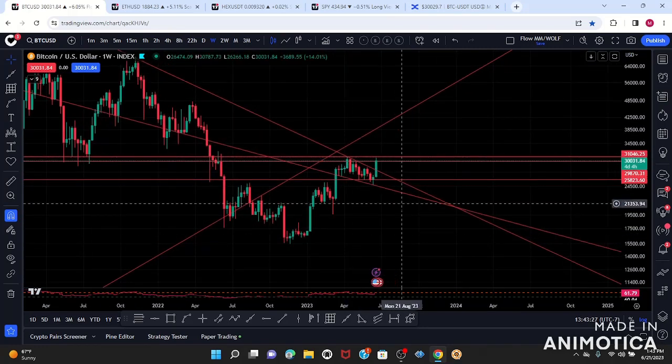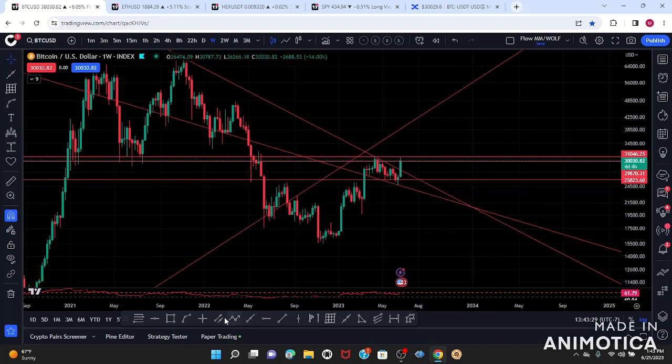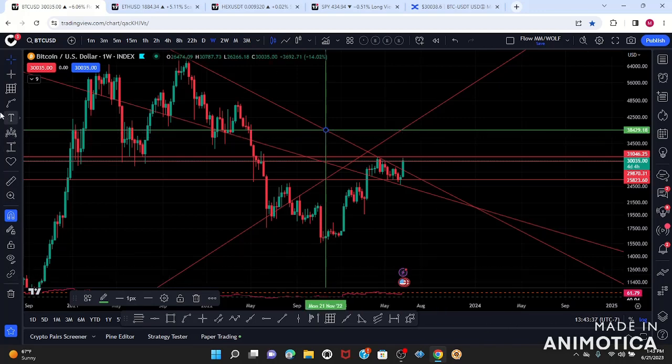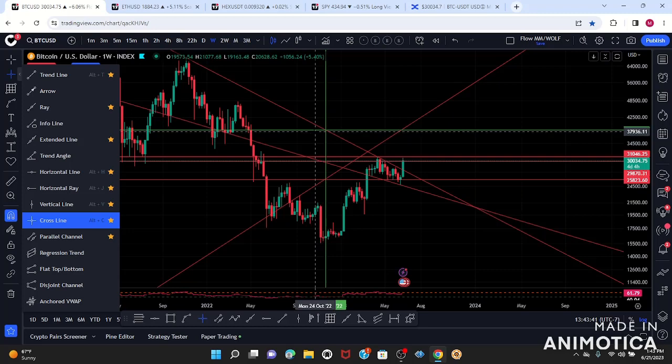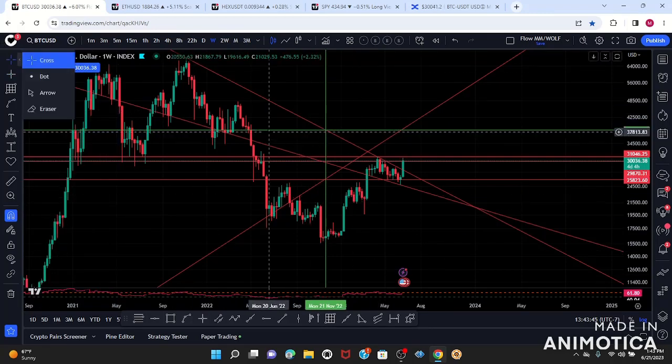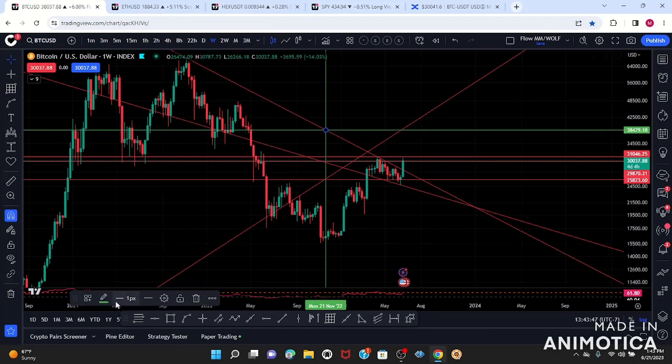But I did not give you a bullish target. Let me go ahead and give you a bullish target. My monthly bullish target is right there, 38. Yep, 38, guys. Let me go ahead and color coordinate it here.